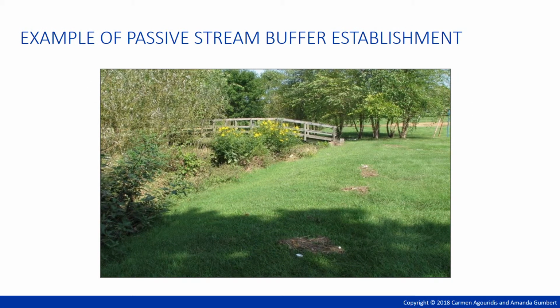This image is an example of a stream buffer established by minimal plantings and maintained by a passive no-mow zone approach. No-mow zones are often delineated with signage or boundary markers to prevent mowing crews from encroaching into the buffer zone.